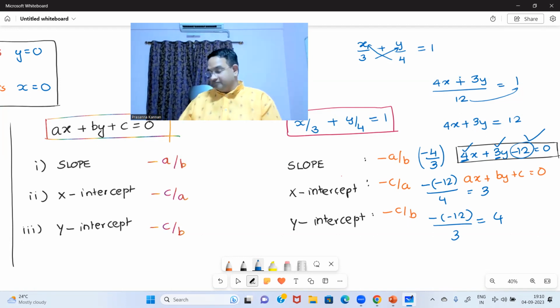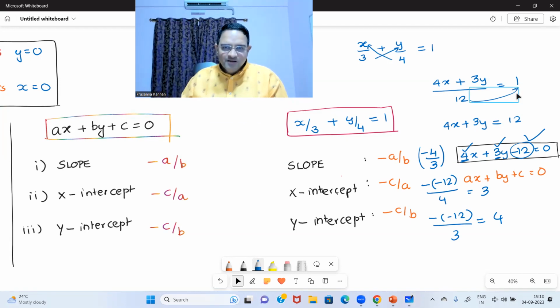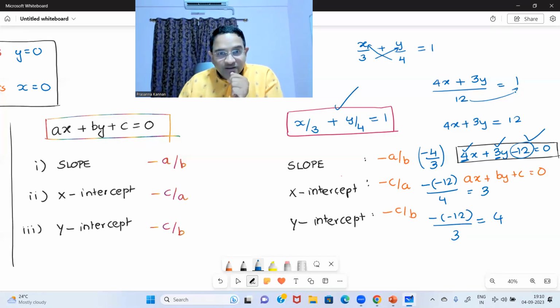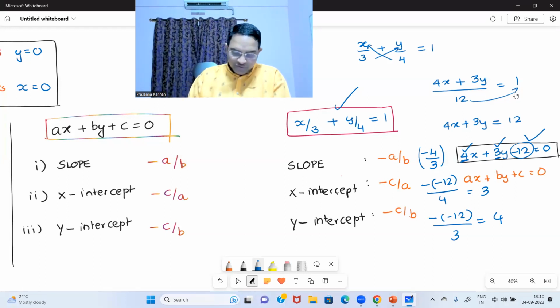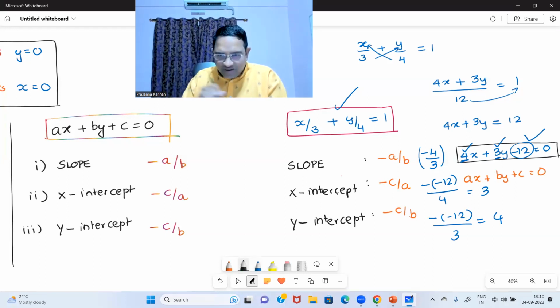Correct. Great. Now, one more way you can do this is, we will soon learn this form which I've given you. This form is called the intercept form. It's called what? Intercept form. So there is no need to do all these steps.